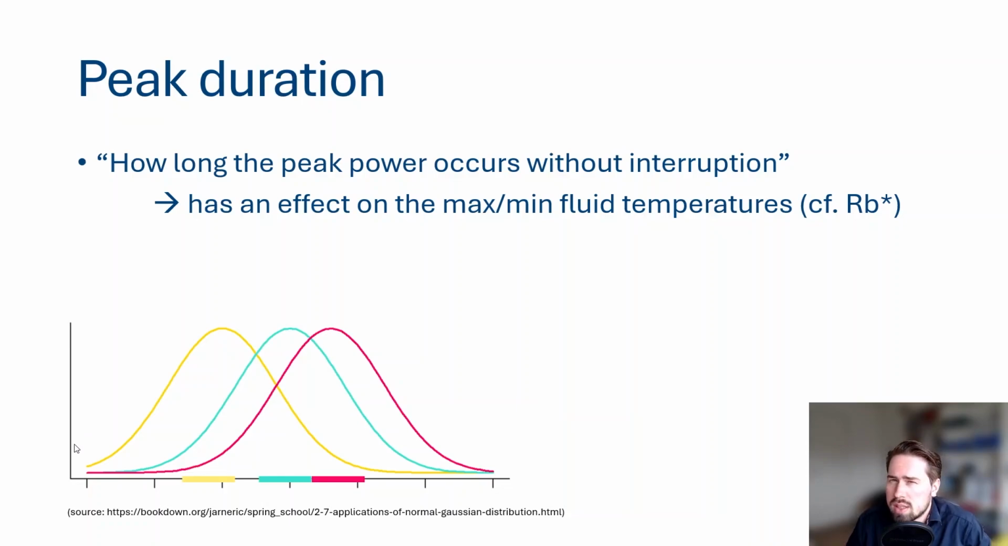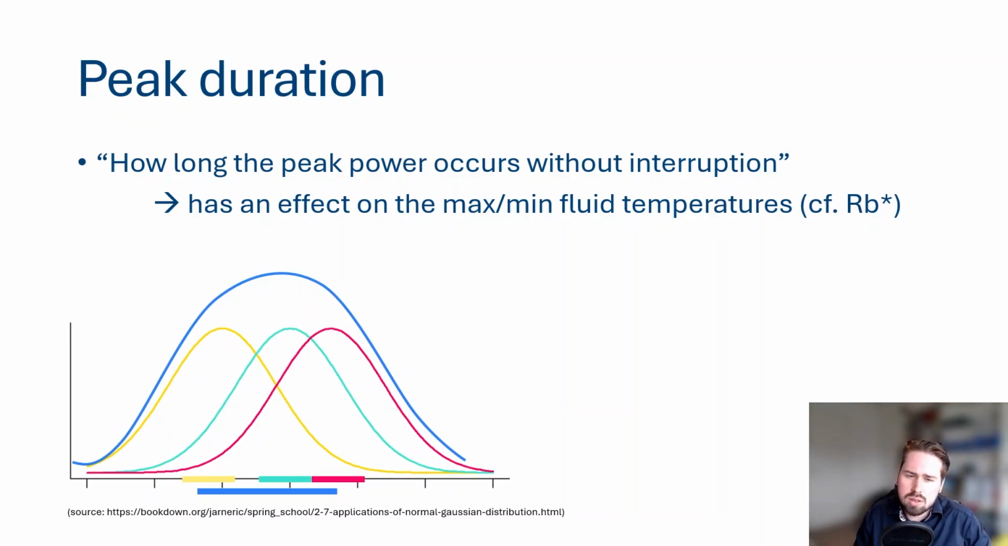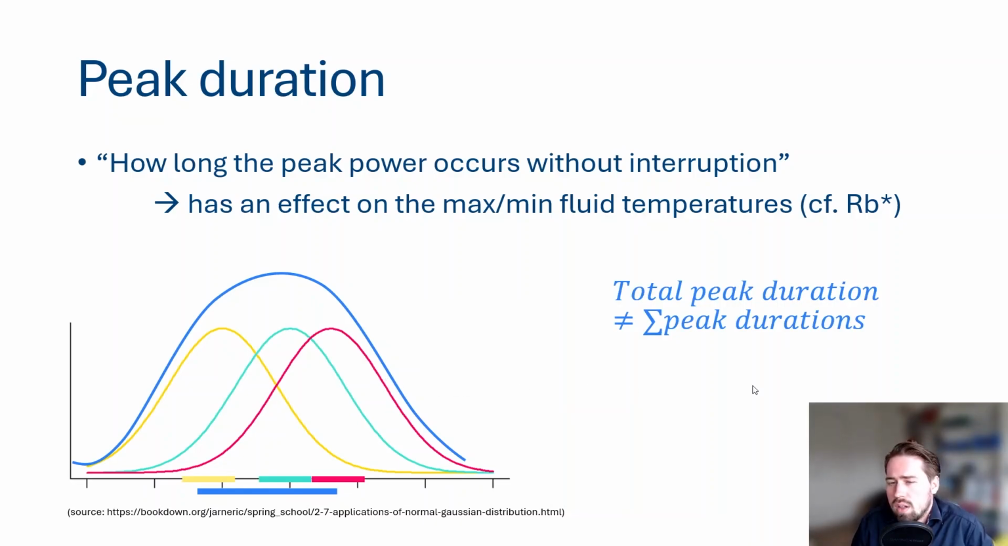So the resulting peak we can get is this blue line, for example, where you see it's higher than the individual ones, of course, but it's not the sum of the individual ones. So that's the simultaneity factor. But we also see that our peak duration is not the same as the duration of the different ones combined.